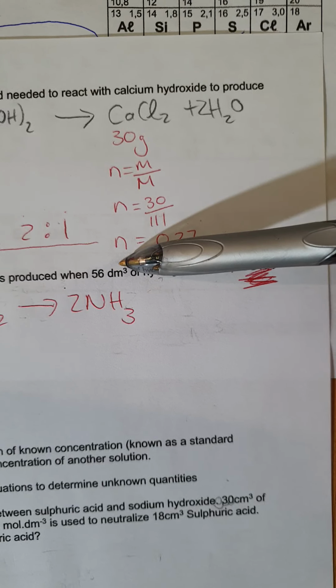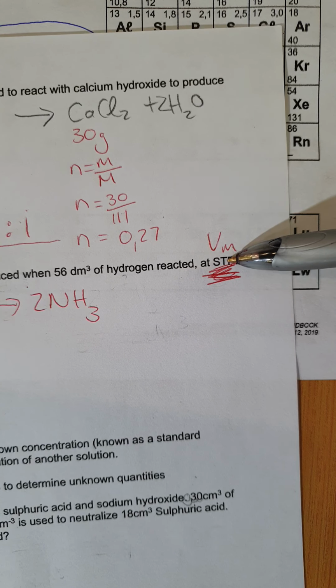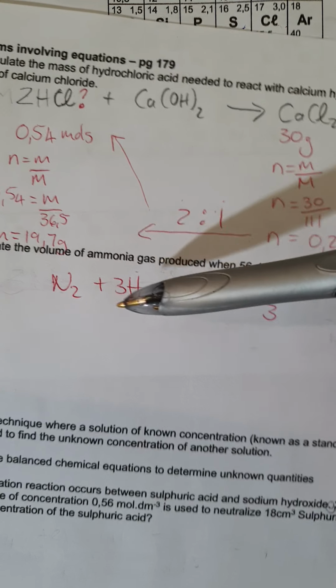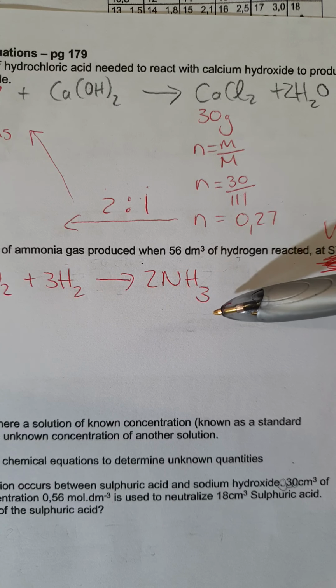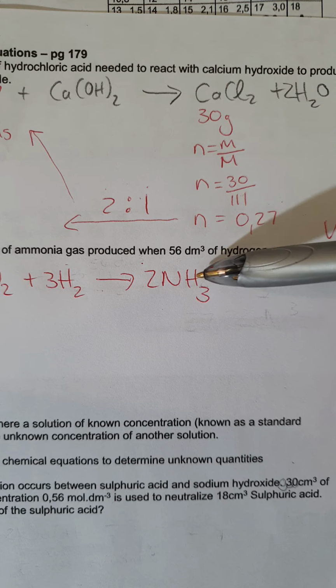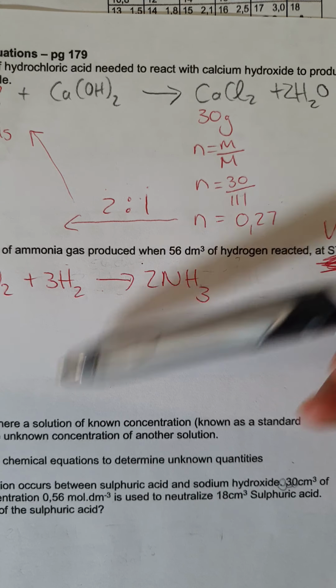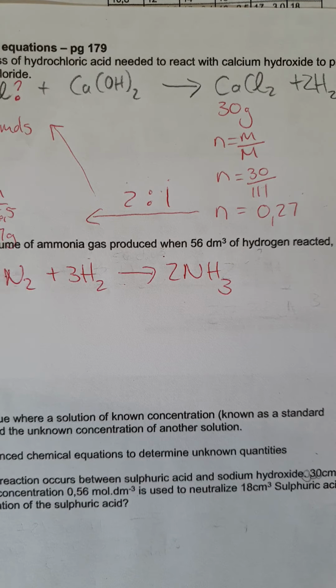If you're given a volume, you can work out your moles with the molar volume, but let's say, for example, ammonia was a liquid or aqueous or something, you can't use this method. You'd have to work out your moles, do your ratio, and get your moles again.